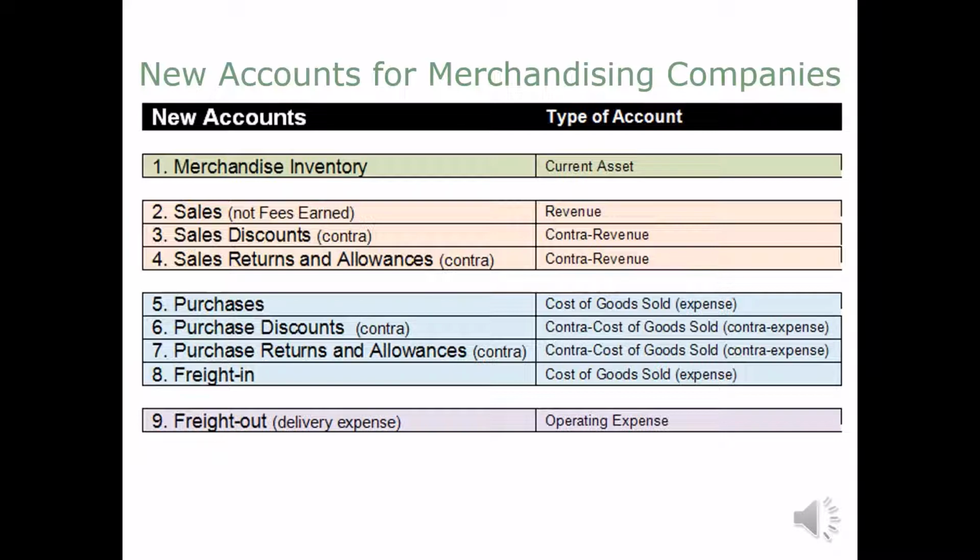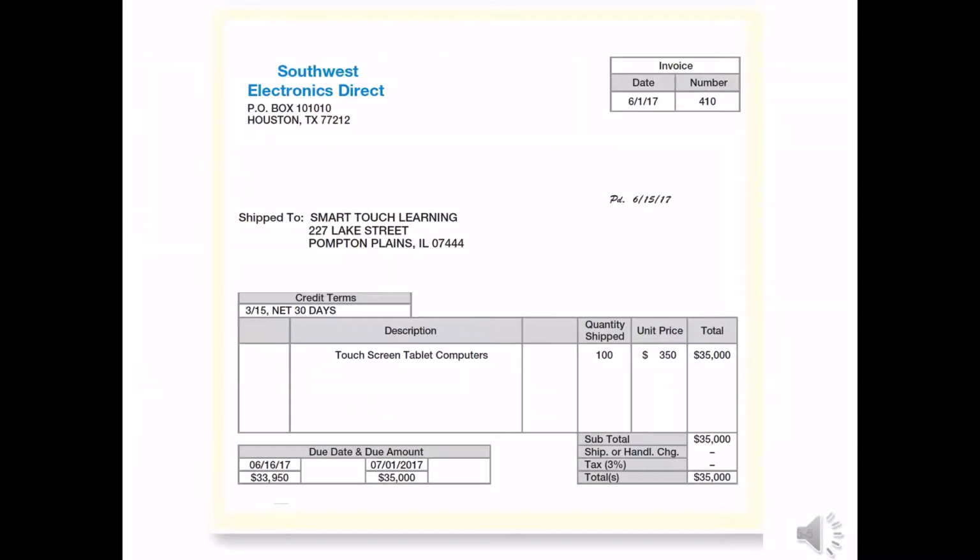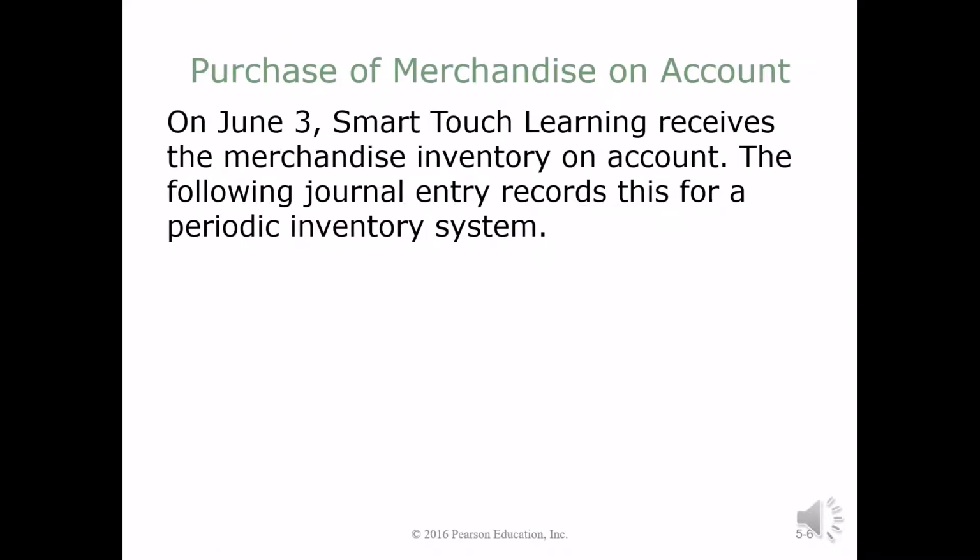Let's go back to our tried and true Smart Touch Learning example. Remember, on June 1, we purchased $35,000 worth of tablets from Southwest Electronics Direct. Let's look at these transactions again, but this time we're going to look at them as if we use the periodic inventory method. Let's say on June 3, Smart Touch Learning receives the merchandise inventory that they purchased on account. What is the journal entry that you would use for this?